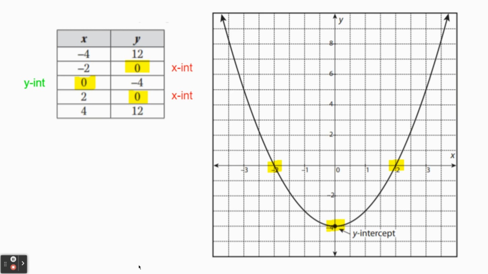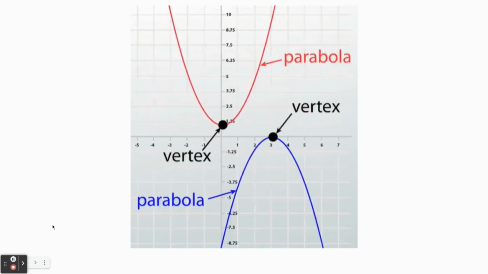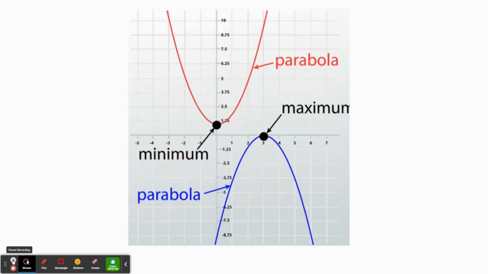Sometimes the y-intercept is actually on what is called the vertex, which is the very bottom of the parabola or the very top of the parabola, but not always. Here I have a couple different quadratic functions drawn. One has the vertex that looks like it's actually on the y-intercept, but that's not always necessarily true. Sometimes you could get a vertex which is not on the y-intercept. In fact, this one looks like it's on the x-intercept.